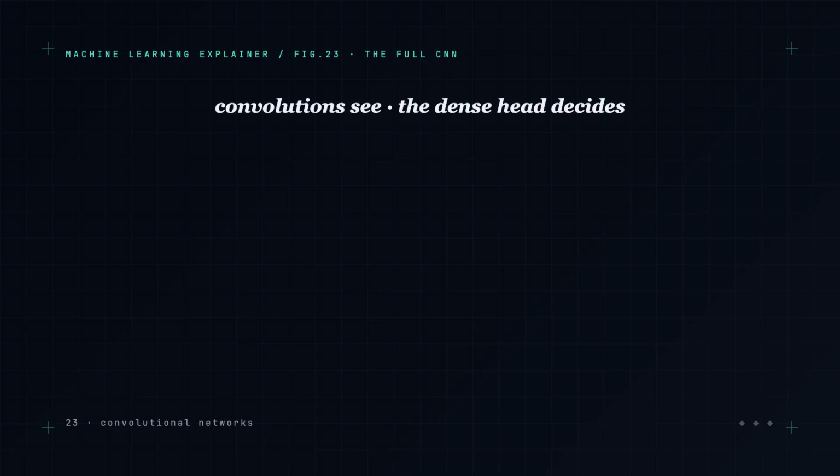Put it together and you get the classic CNN. Alternate convolution and pooling layers to build up features while shrinking the grid. Then, at the very end, flatten what's left and pass it through a few dense MLP layers to make the final decision. Convolution sees, the dense head decides.